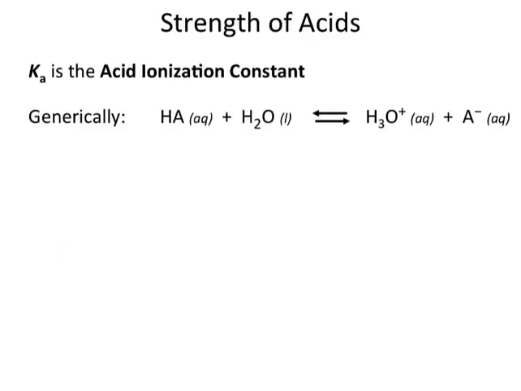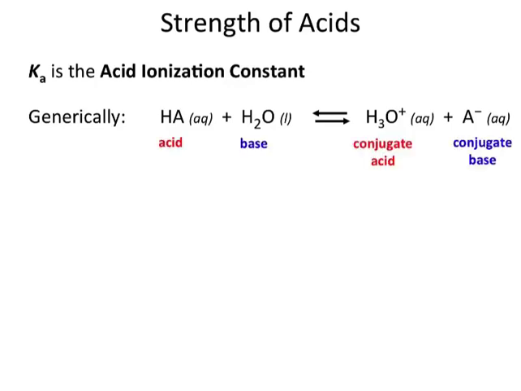So, generically, we write it this way. HA plus water makes H3O+ and A-. A refers to whatever else is attached to this hydrogen. They all function the same way, right? You've got the hydrogen, you've got something else, and in equilibrium the hydrogen pops off, makes H3O+, and then whatever is left.